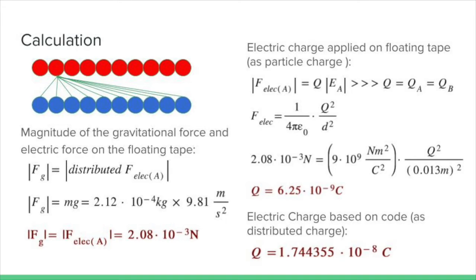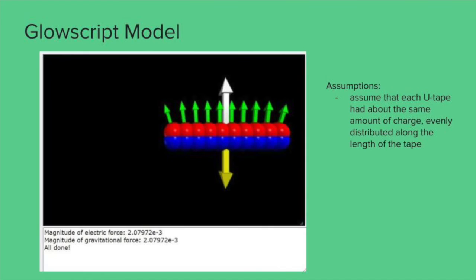However, if we assume that the charge is distributed across the tape, the electric charge would be 1.744355 times 10 to the negative 8 coulombs. This number was found using the GlowScript code. This is my GlowScript model of the experiment.